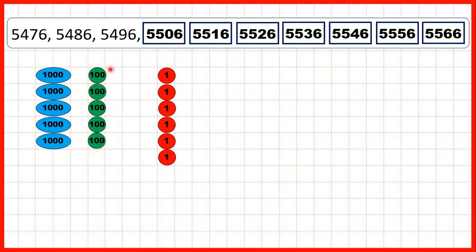So that's why we go from 5,496 to 5,506. So adding 10 means we go from 9 tens to 0 tens, but that's because our hundreds digit has increased by 1. And again, we can keep on counting in tens until we get to 5,566.